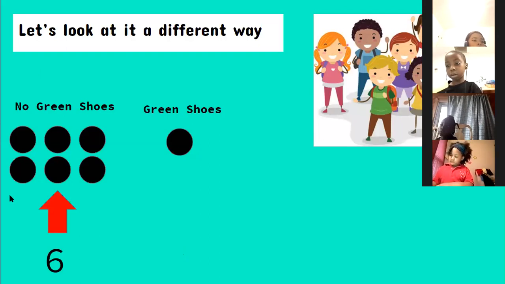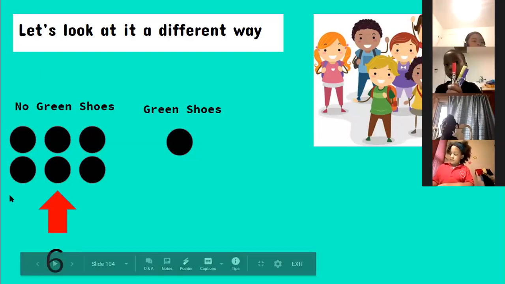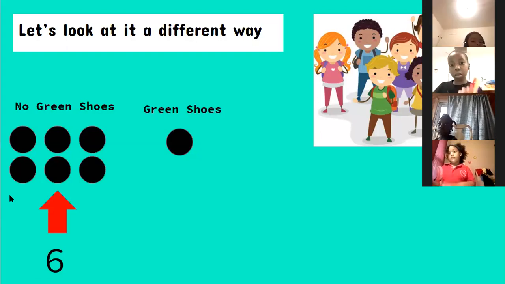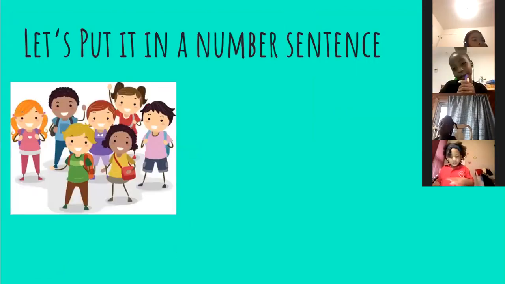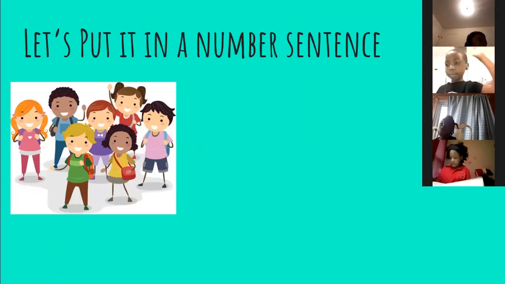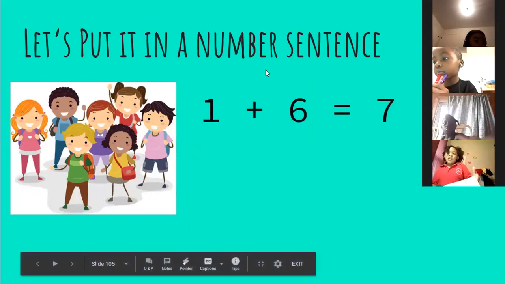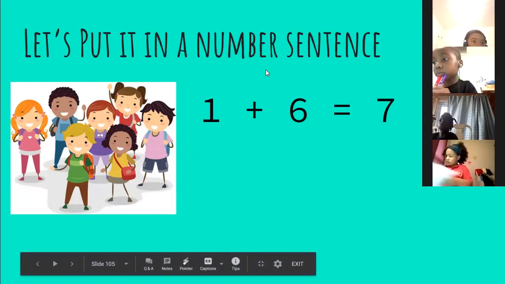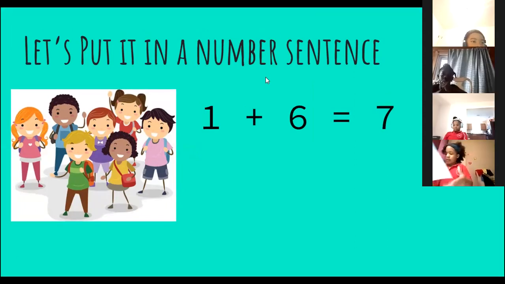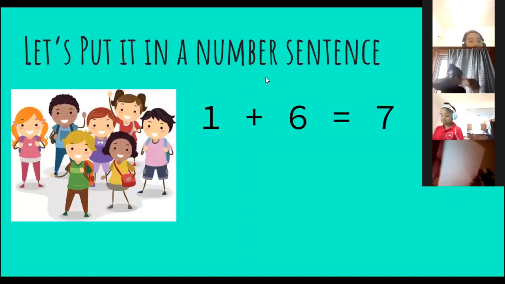What would that be, Nasir? If I got 6 and I add one more, what would it be? It would be 7. All right, so let's put it in a number sentence, okay? You should be paying attention to this. Let's make sure that we're all on mute.